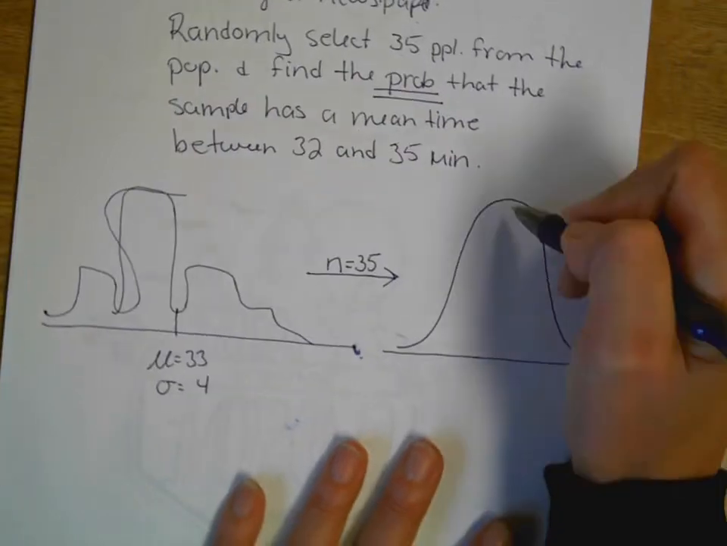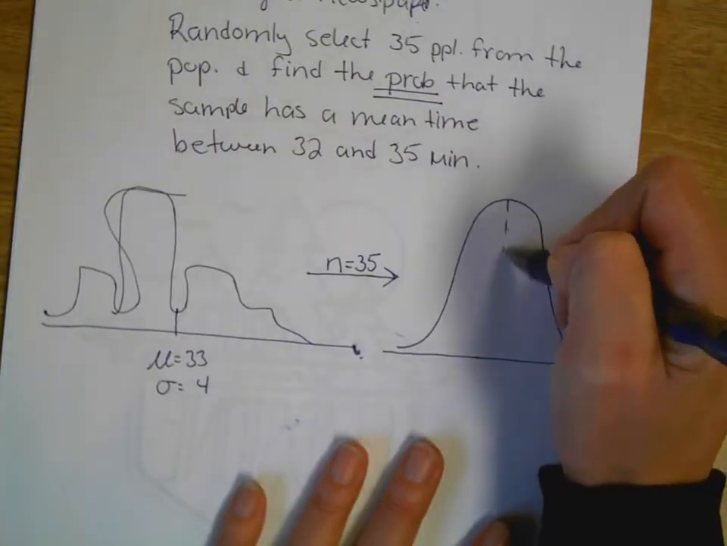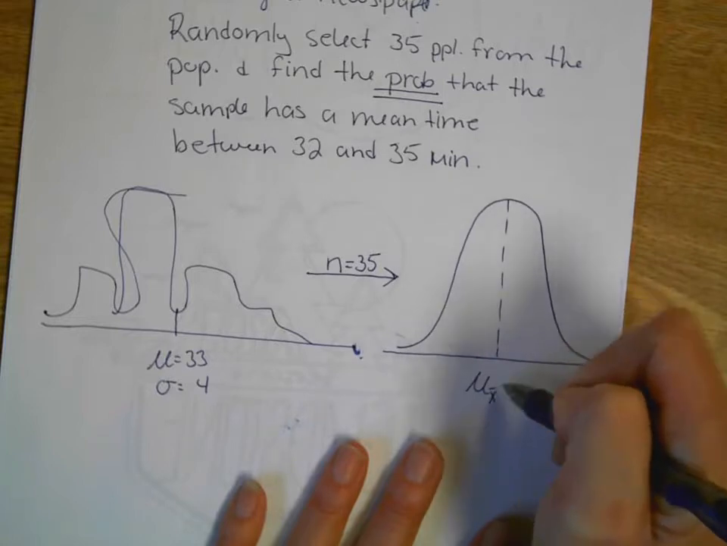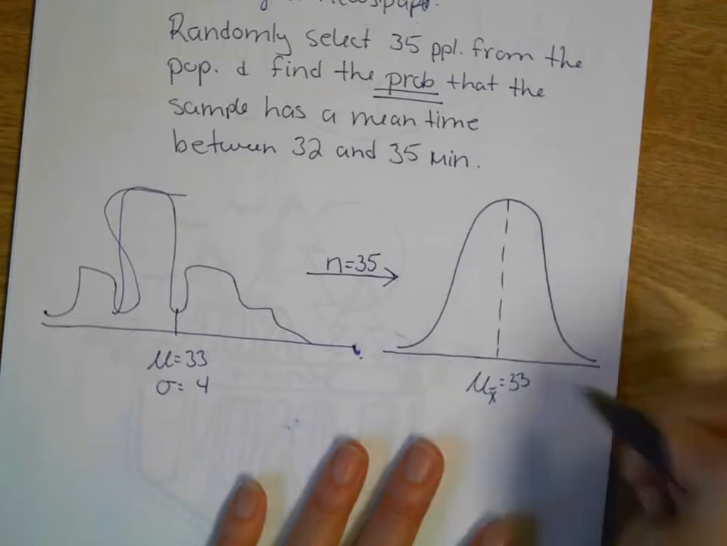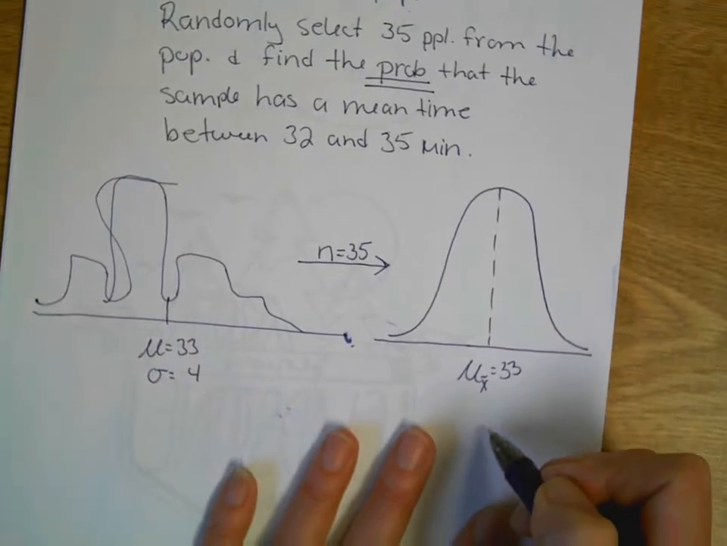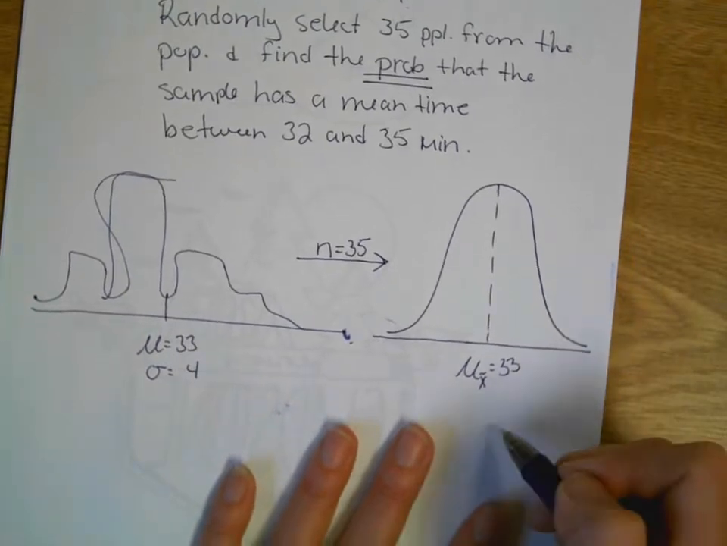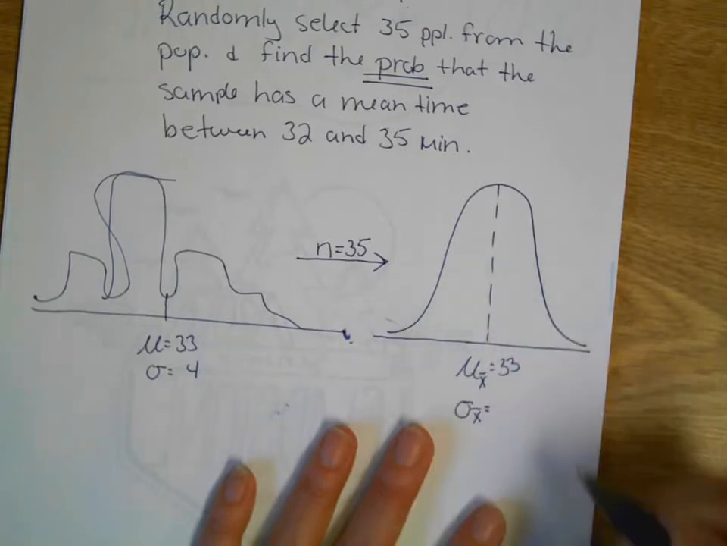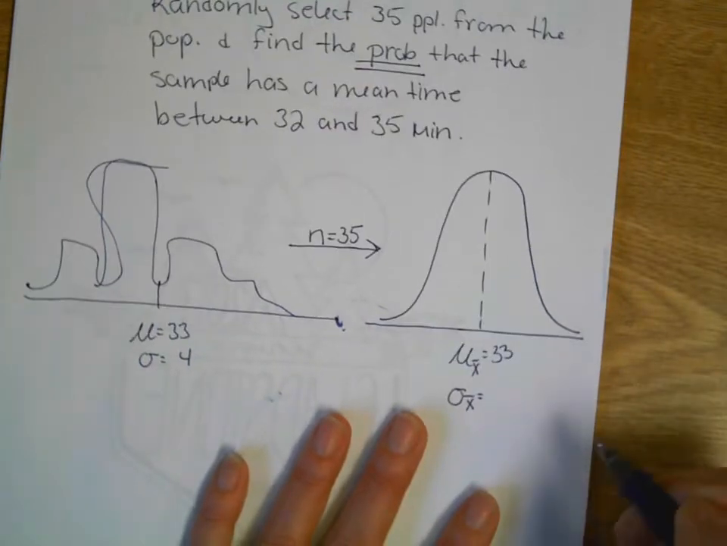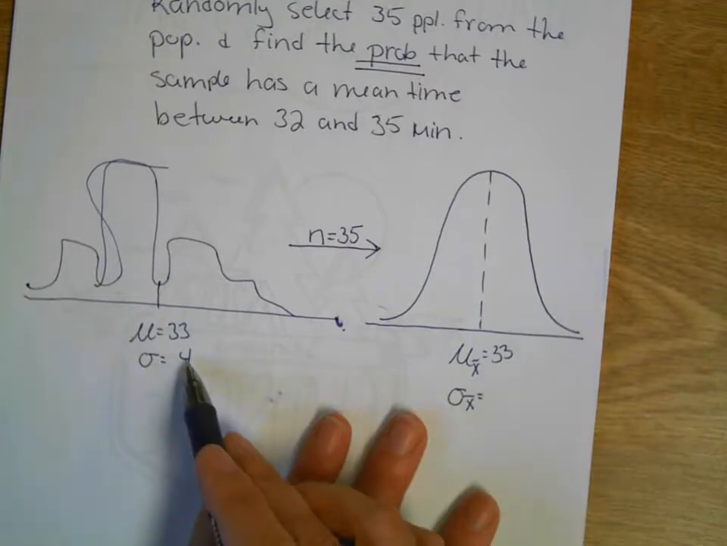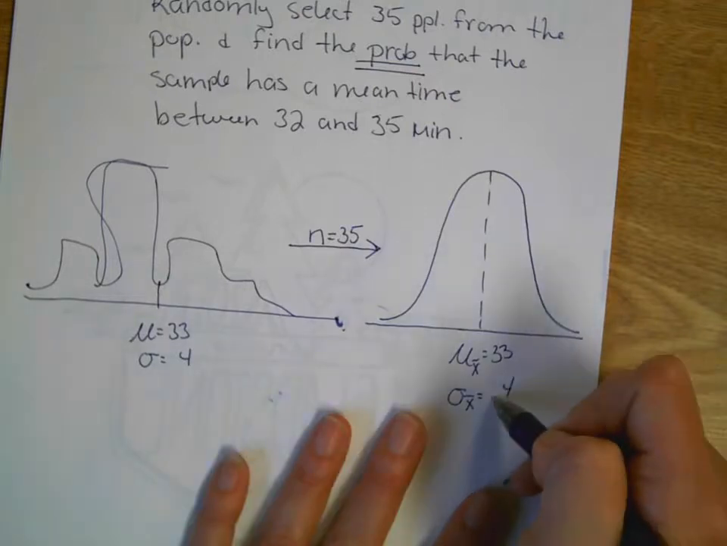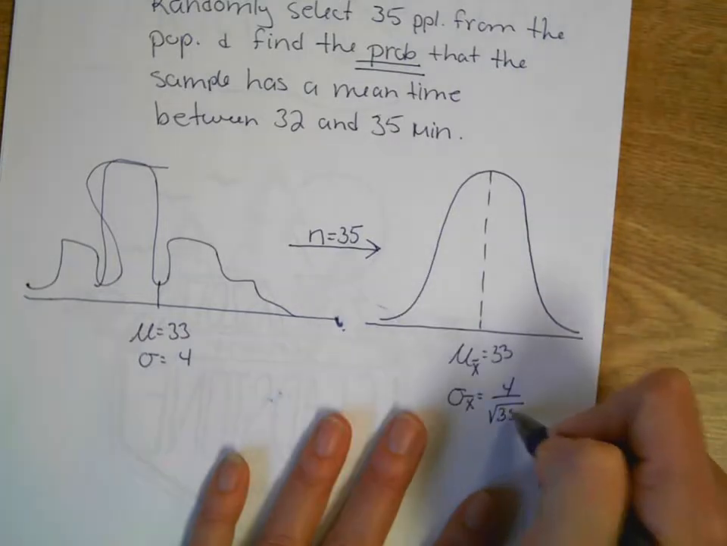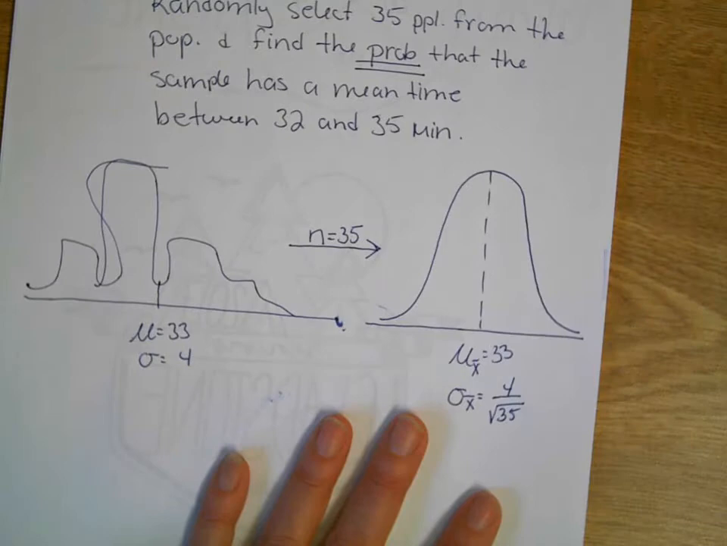Okay, what's the mean of this new sampling distribution? Still 33. But the standard deviation changes. Do you remember that? Standard deviation gets smaller. How do I calculate the new standard deviation? Take the old one, divide by the square root of 35. And we're just going to leave that as that ugly number for now.